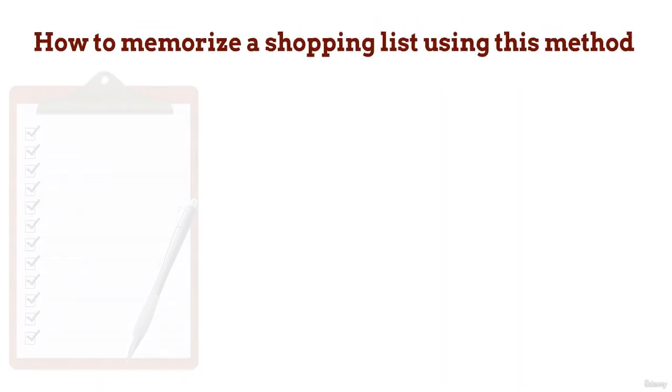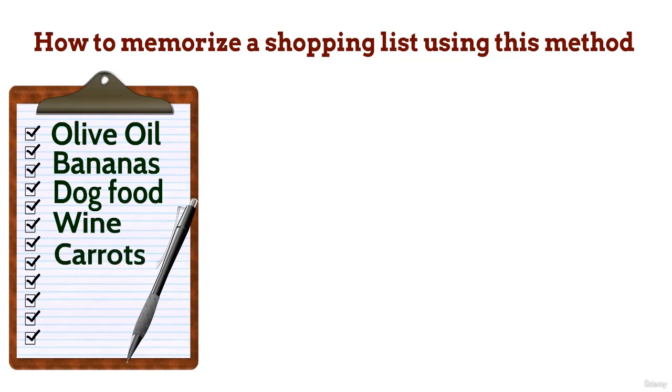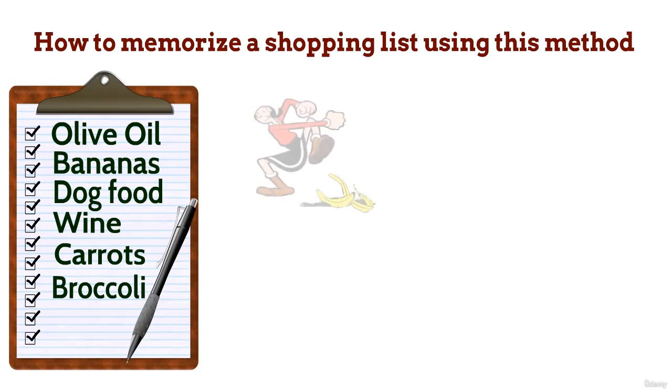Here is a 6-item list that you will be able to memorize in sequence in a surprisingly short time: olive oil, bananas, dog food, wine, carrots, and broccoli. To associate olive oil and bananas, imagine olive oil stepping on a banana peel with her right foot, causing her to fall down with a big splat.